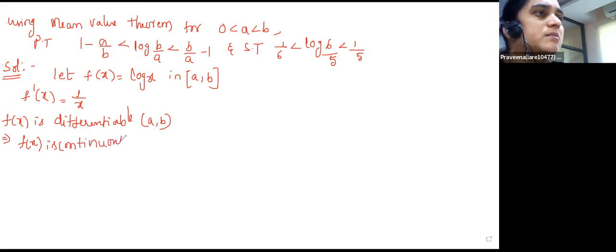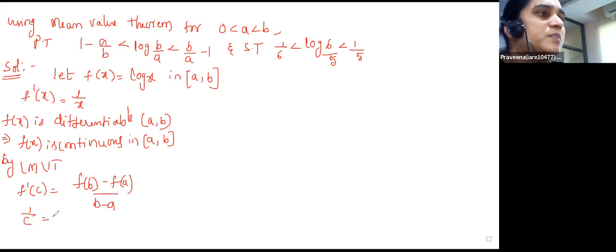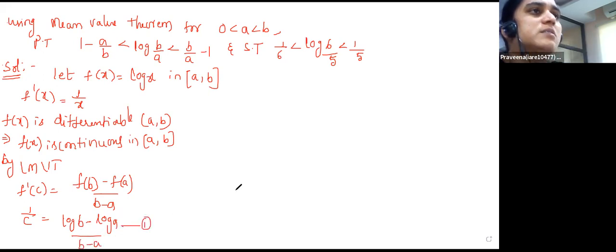In closed interval a comma b, by Lagrange's mean value theorem, f dash of c is equal to what? F of b minus f of a by b minus a. What is f dash of c here? 1 by c is equal to f of b, that is log b minus log a by b minus a. Okay, let us take this as the first equation.